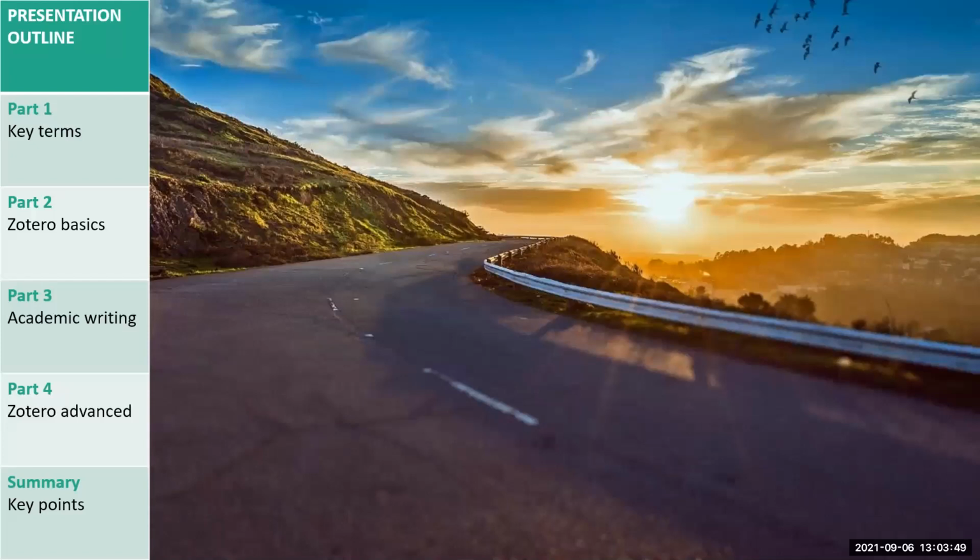This is the outline for my presentation. I've divided it into 4 parts. First part being key terms, and then we'll do some Zotero basics, and then some bonus material on academic writing. I think writing is one of the critical skills in research, and something that I find students struggle with in writing good academic English. And then finally, in part 4, we'll do some advanced features of Zotero.